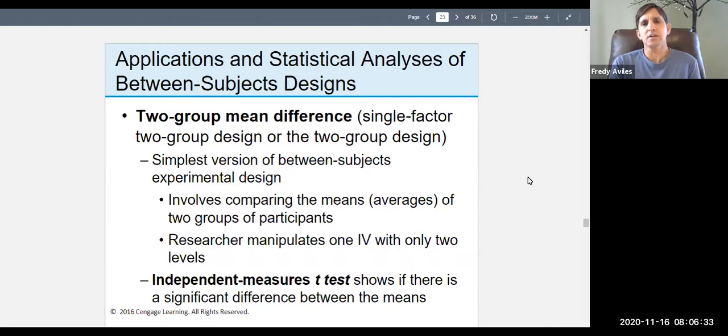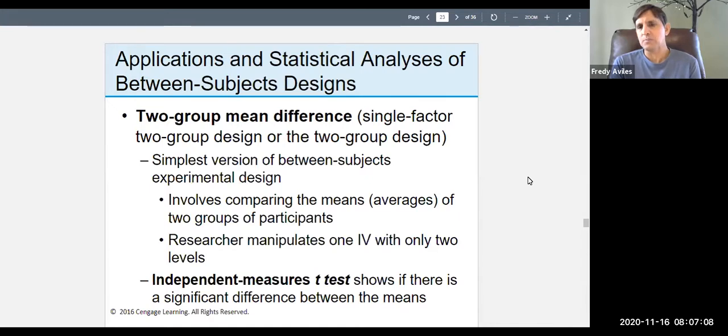So one application of the between subjects design is what's called a two-group mean difference. It's a single factor two-group design, or also called a two-group design. All you're doing is comparing two groups. So it doesn't work if you have three groups. If you have placebo, control, and treatment group, it doesn't work. You need a treatment group and then one other group. It could be a control group or a placebo group, but only two groups. So you can test the difference between these two groups. It's the simplest version of a between subjects experimental design.